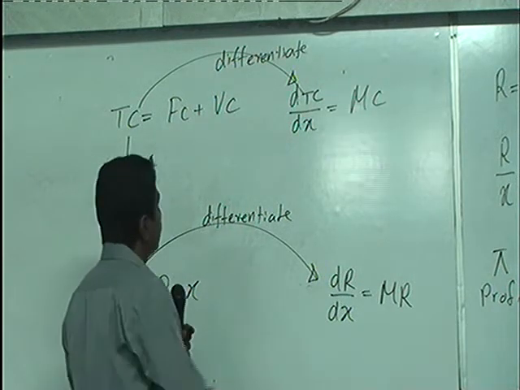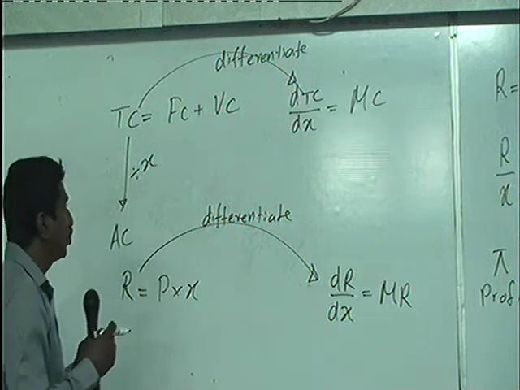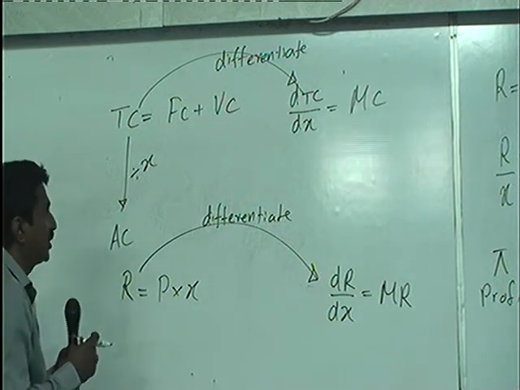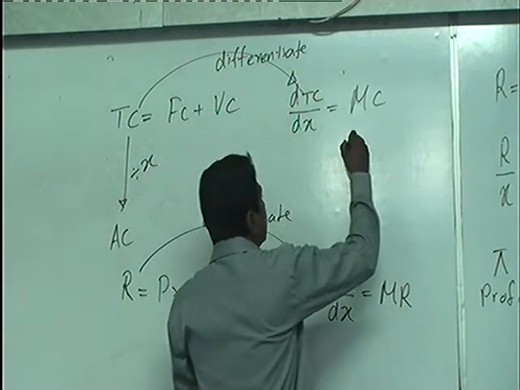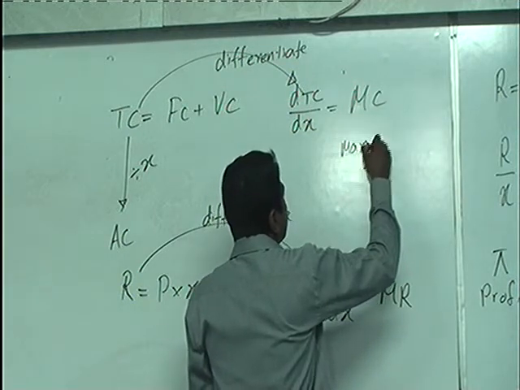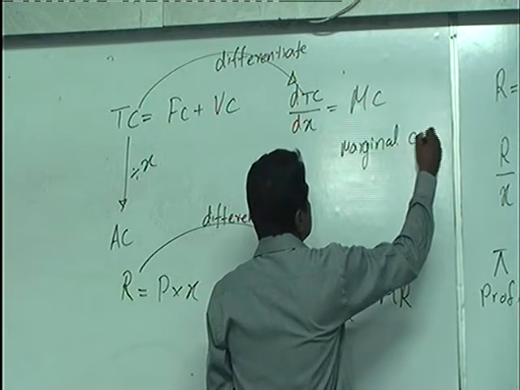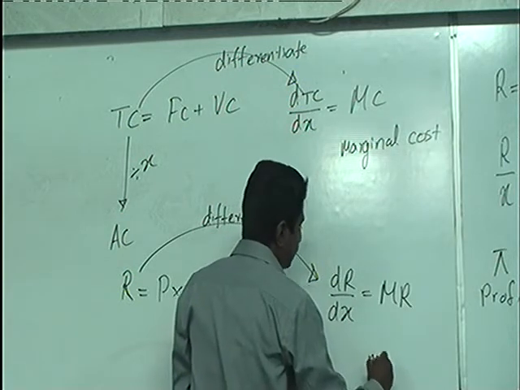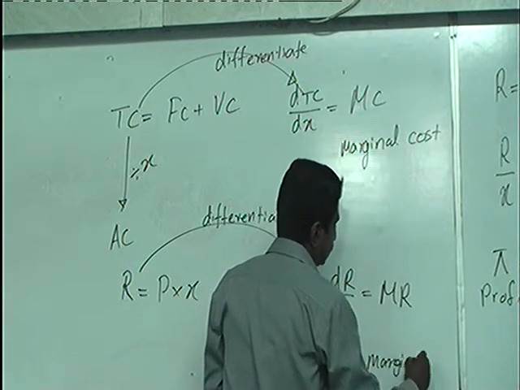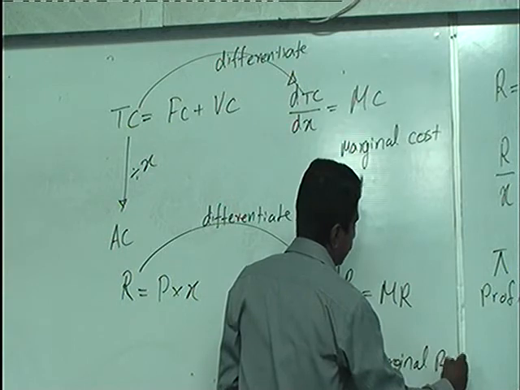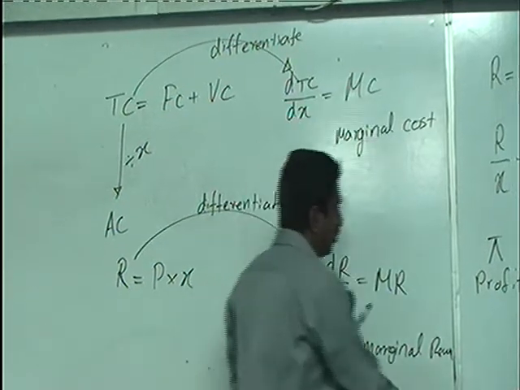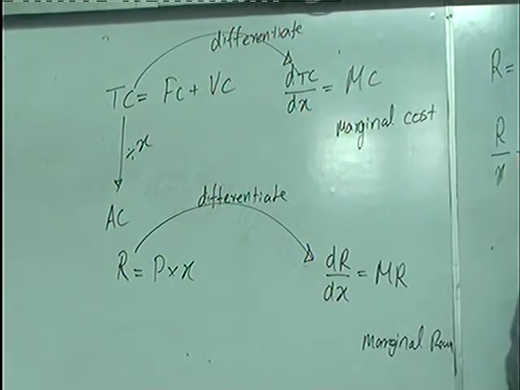So we did this. Write down these two: calculation of marginal cost and marginal revenue. This is marginal cost and this is marginal revenue. So write down this.